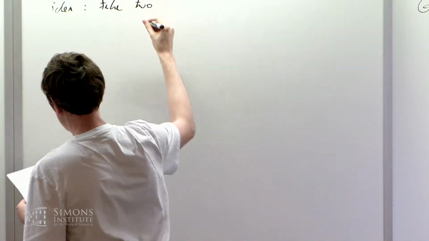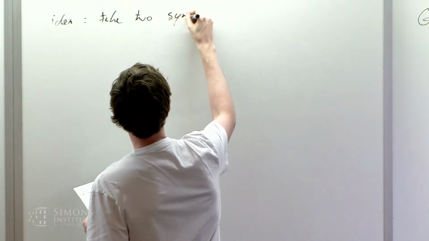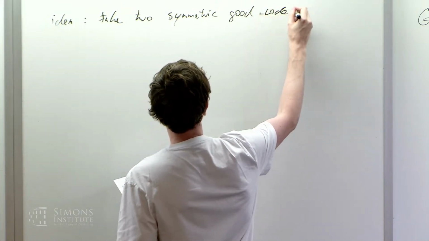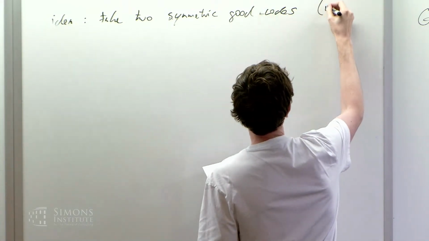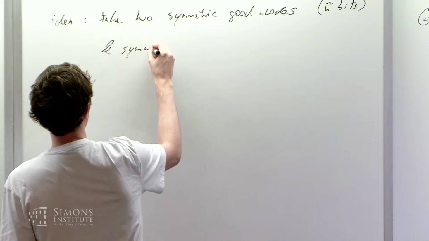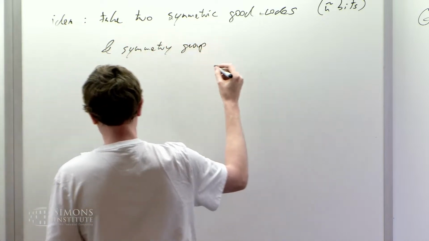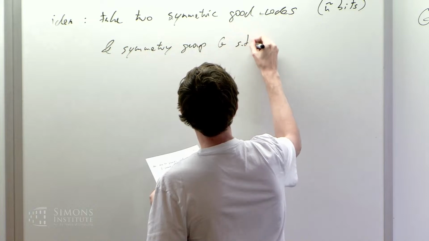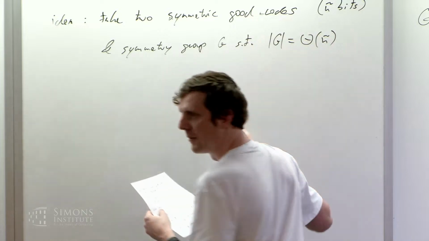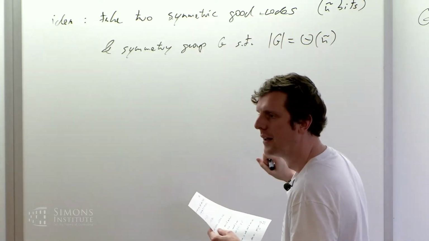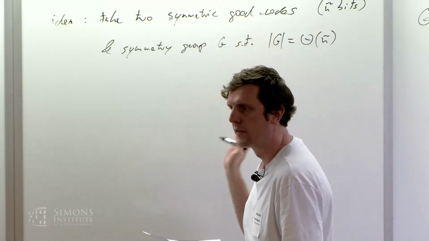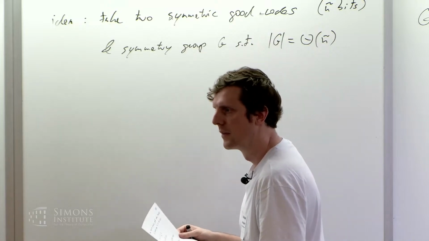But at least it gives you some hope that if you take, so the idea, take 2 symmetric good codes, let's say on n tilde bits, and a symmetry group, so that the order of the group is of order n tilde. Well, I guess maybe symmetric means that the group of automorphisms contains G. Yeah, exactly. So that G acts on the tenor graph, is essentially what I mean.